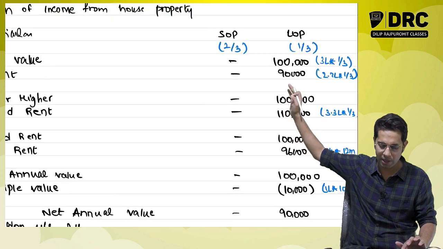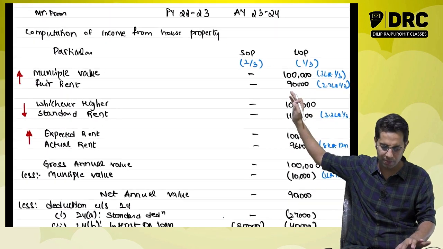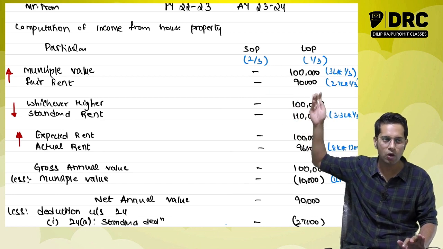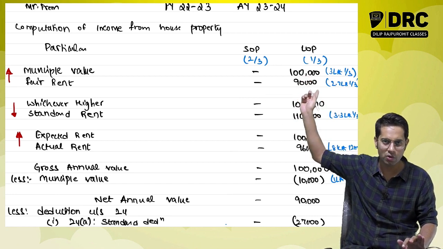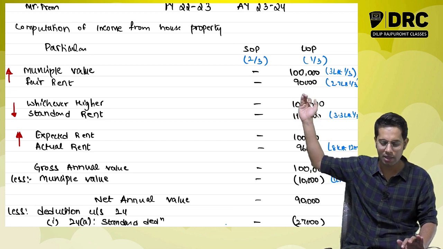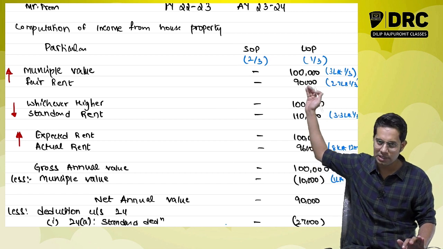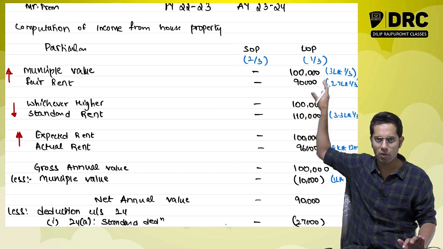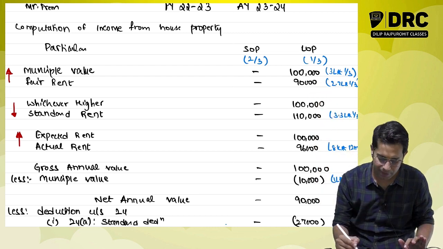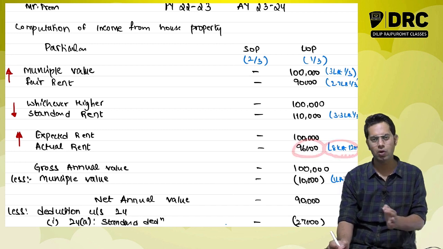For the let out property, what am I supposed to do? How much municipal value am I going to take, sir? 1 lakh rupees. How, sir? 3 lakh is the municipal value which is given in the question, into 1 by 3, proportionately. 90,000 is given out of 2,70,000, so proportionately 90,000 is required to be taken. Similarly, take everything proportionately for the let out portion, but please make sure the actual rent will be only for the period for which it was let out.